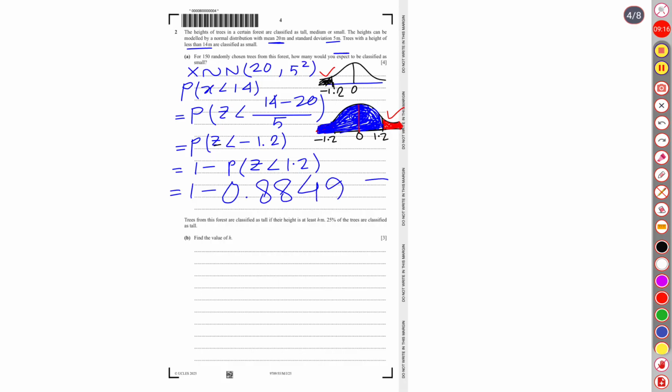0.8849. Then if we subtract 0.8849 from 1, it is going to be 0.1151. So 0.1151 is our probability.